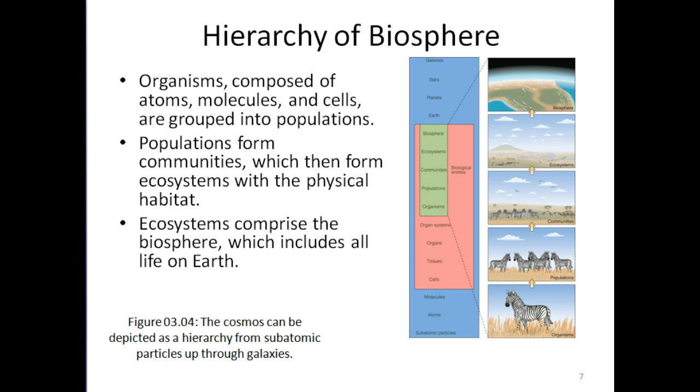The biosphere is hierarchical, meaning that you can trace the organization from the smallest atom or subatomic particle up through the biosphere. Organisms composed of atoms, molecules, and cells are grouped into populations. Populations are then grouped in communities, which then form ecosystems with their physical environment. So ecosystems are comprised of living organisms and their habitat or physical environment.